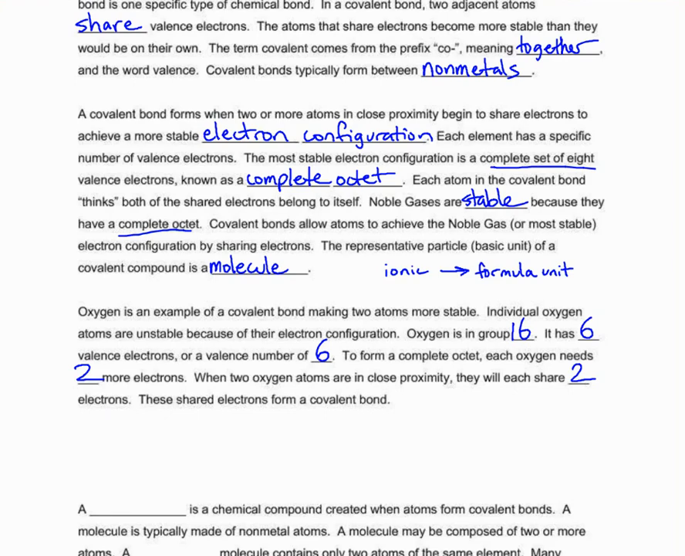So let's look back at something that we talked about a couple of units ago, and that is the electron dot structure. The electron dot structure shows me the valence electrons. So this is what one oxygen atom looks like, and it's unstable. But let's say that two come into pretty close proximity, and I'm going to draw them with their single electrons closer to each other.